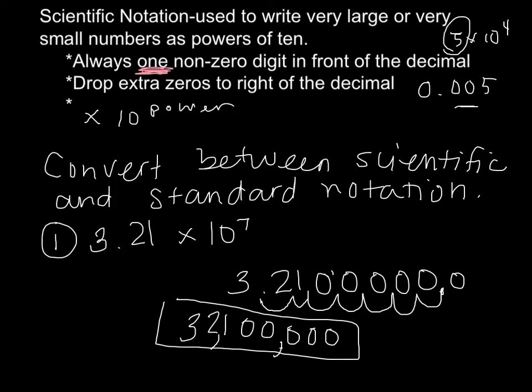Okay, so this one you're probably wondering, well, why didn't they do 321 times 10 to the 5th power? Why didn't we do that? That would have given us the same answer. Because in front of the decimal point right here, we only want one digit. We only want one digit in front of the decimal point.